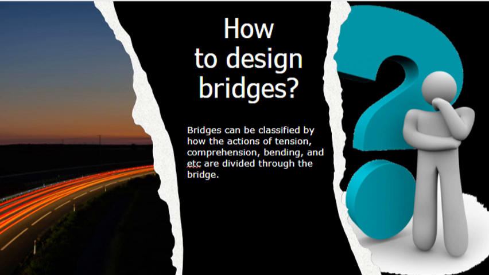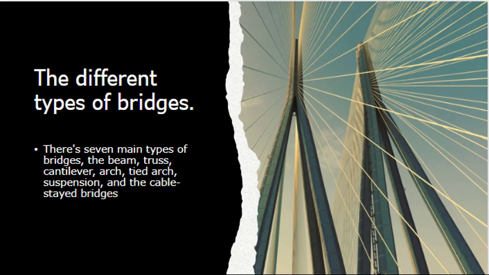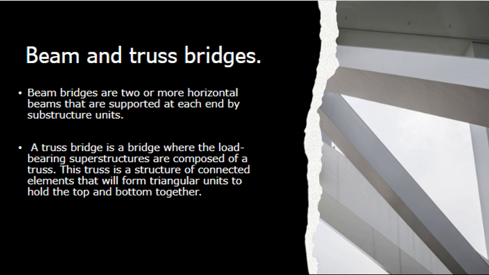How to design bridges. Bridges can be classified by how the actions of tension, compression, bending, etc. are divided through the bridge. The different types of bridges. There are 7 main types of bridges: the beam, truss, cantilever, arch, tied arch, suspension, and the cable stay.